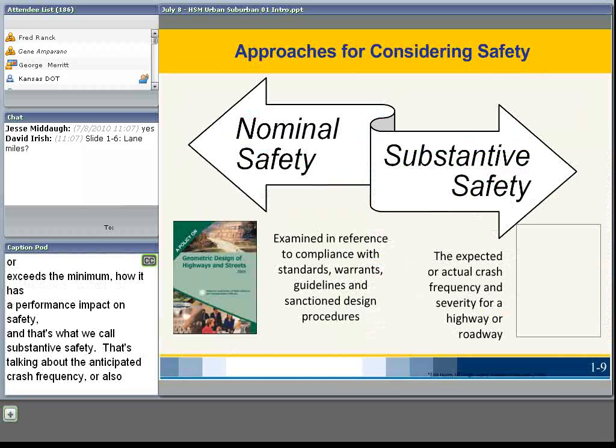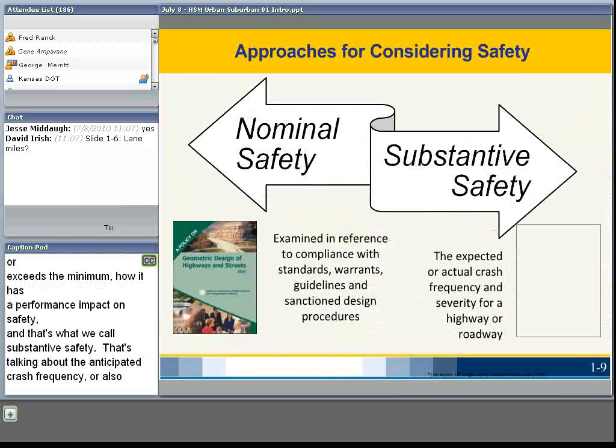I'm not going to speak too much about tort liability or legal liability. That's for all of you to decide on your own because everybody's a little bit different. But essentially, we design our projects to determine whether or not we comply with those geometric design standards. And then we have an assumption that we're meeting some nominal level of safety.